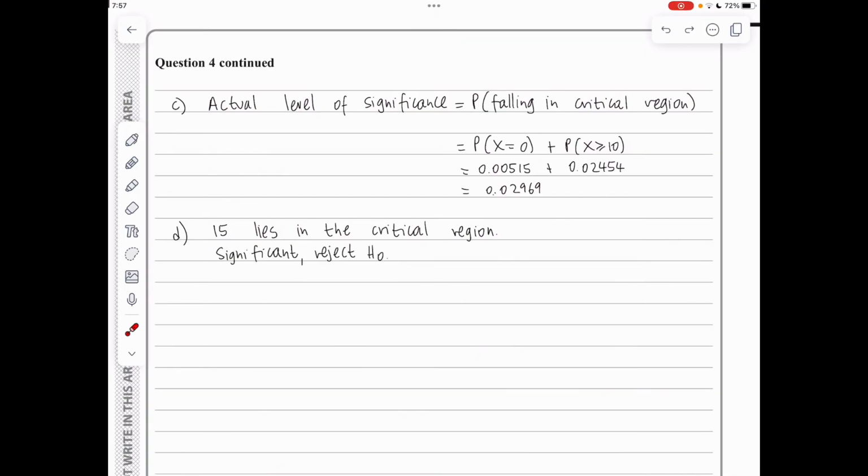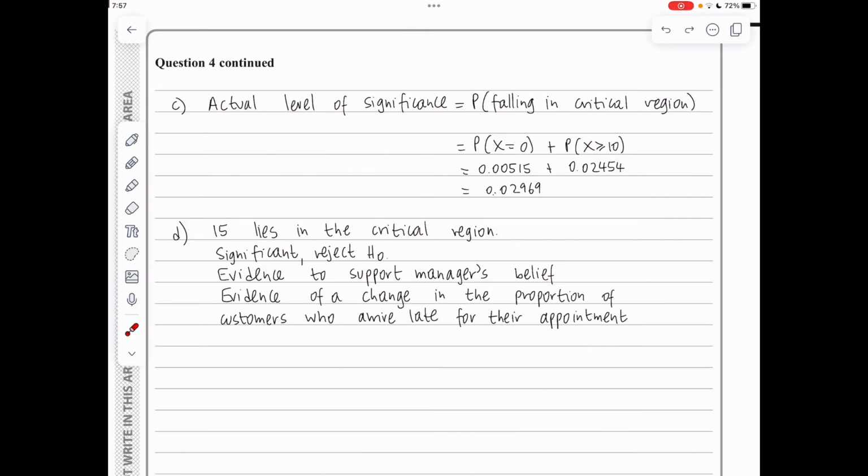This means that in context, we have evidence to support the manager's belief, or alternatively, we could say that there's evidence of a change in the proportion of customers that arrive late for their appointment.